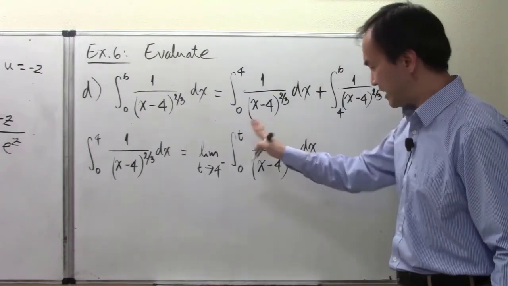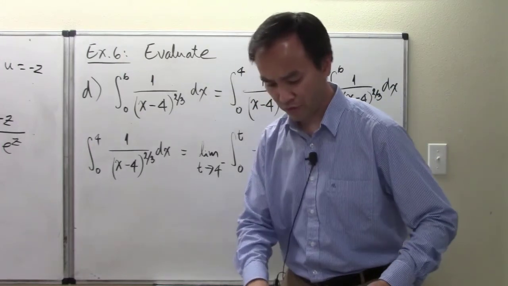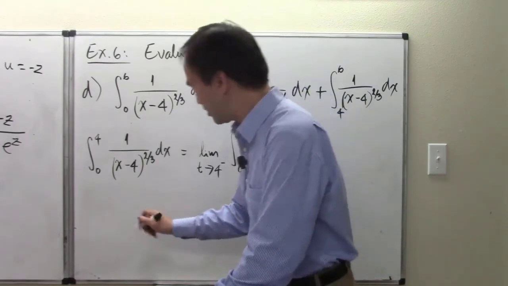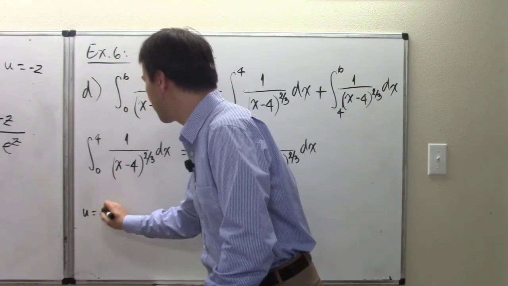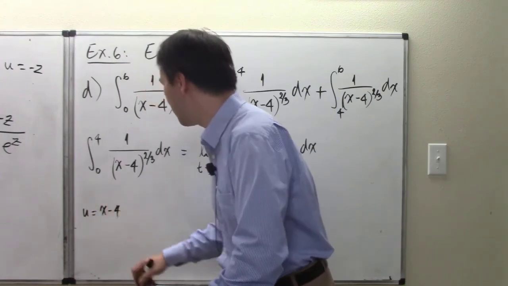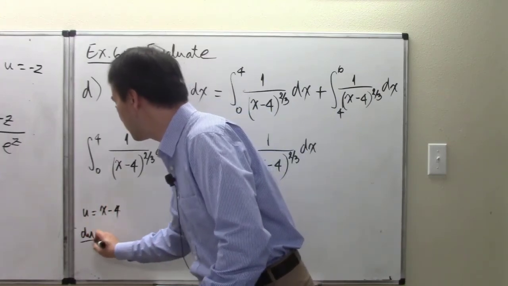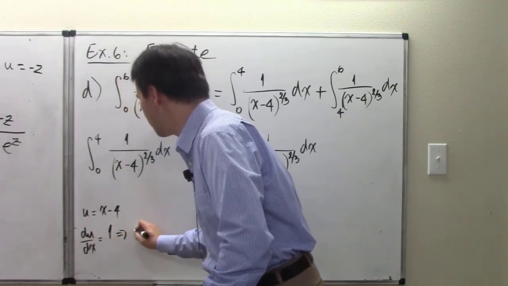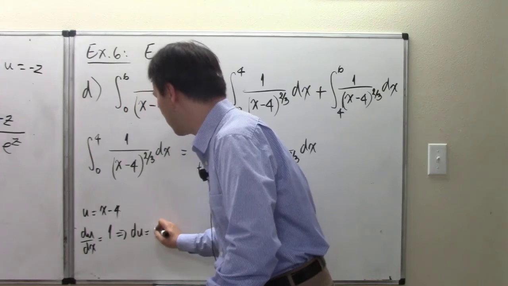And so now in that way, I'm going to go ahead and proceed as usual. I'm going to use a little bit of substitution. I'm going to substitute u equals x minus 4, so that means du/dx equals 1, and that leads to du equals dx.